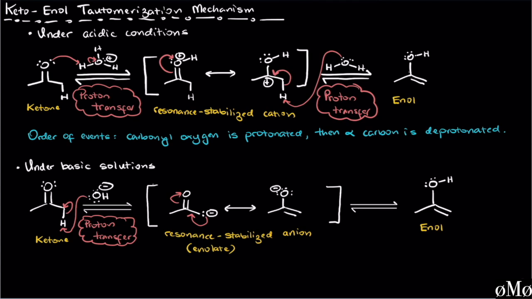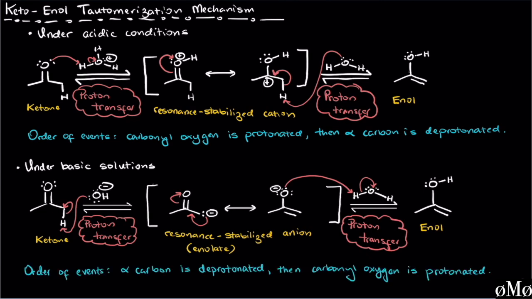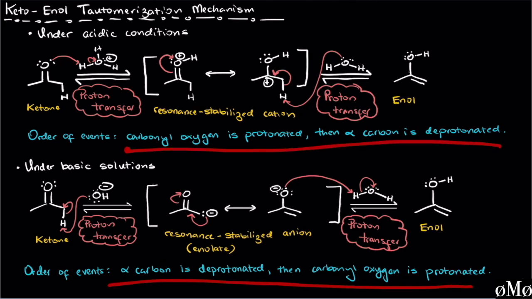Okay, well, because we're in a flask with a catalytic amount of base, so not that much, and it's typically not going to be that strong, the enolate can actually get protonated by a water in a flask in a proton transfer reaction to get you to our enol. So this time, the order of events is the alpha carbon first gets deprotonated, and then your carbonyl oxygen gets protonated. So note that really the difference between the reaction done under basic conditions and under acidic conditions is all about the order of events in your mechanism.